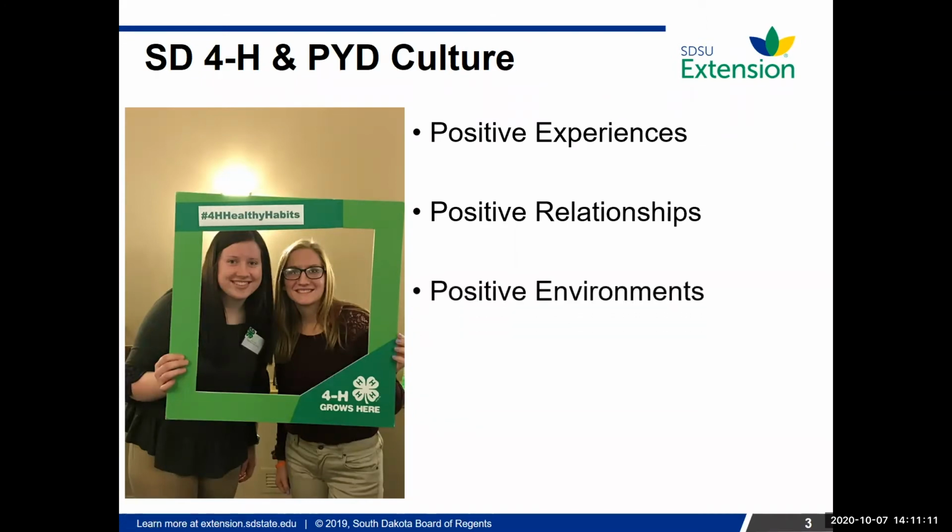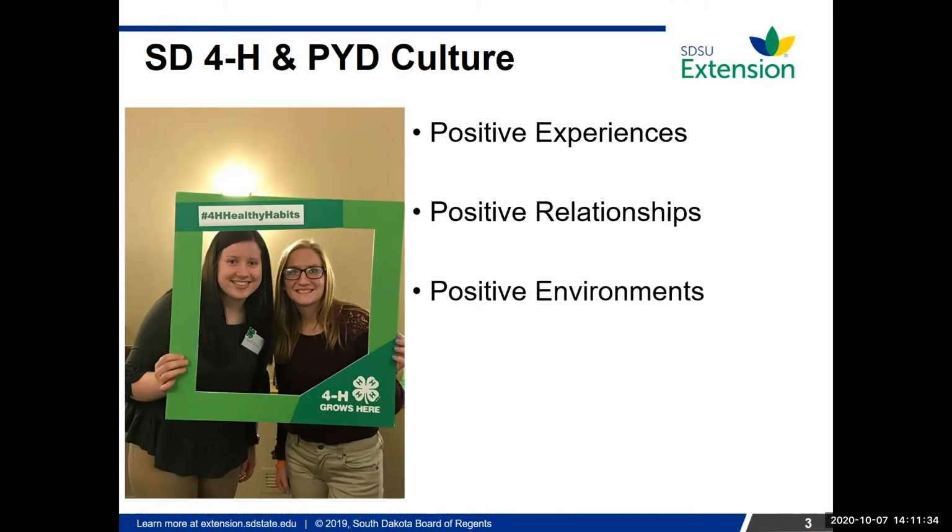Positive environments. Creating an environment where everyone feels welcome, that is not discriminatory or shame-filled. Every youth and adult should feel like they are being heard in the group. In 4-H, we need to keep in mind that experiences, relationships, and environments are all about the youth. They're not about the adults.